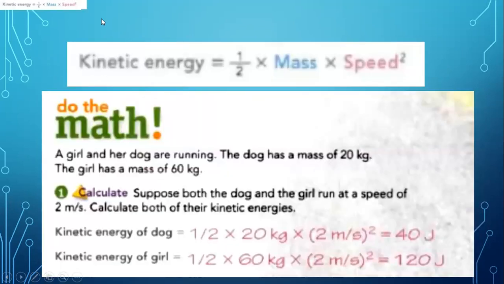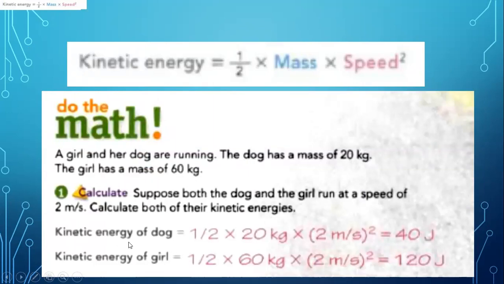If we go to the rule of kinetic energy, we can say that kinetic energy is equal to half of the mass times speed squared. Speed must be squared. For example, take a girl who is running with her dog. The dog's mass is 20 and the girl's mass is about 60, but they have the same speed, running at 2 meters per second. Let's see what the kinetic energy of the dog is and what the kinetic energy of the girl is.